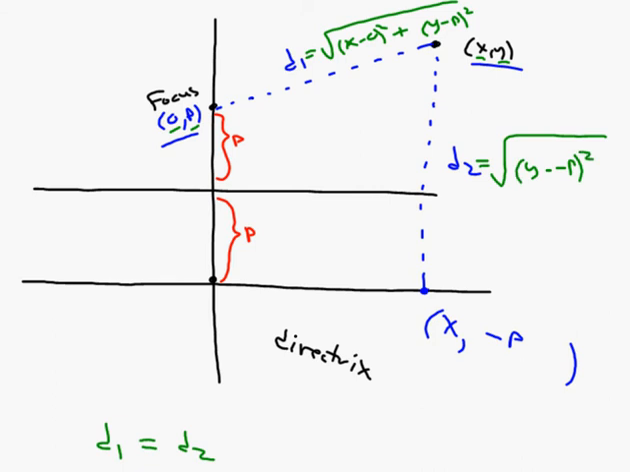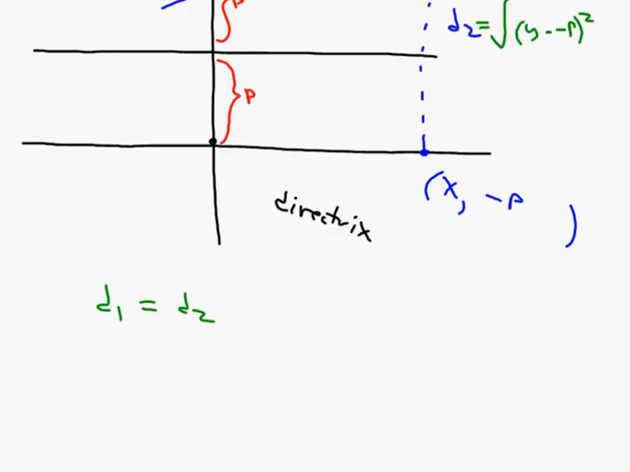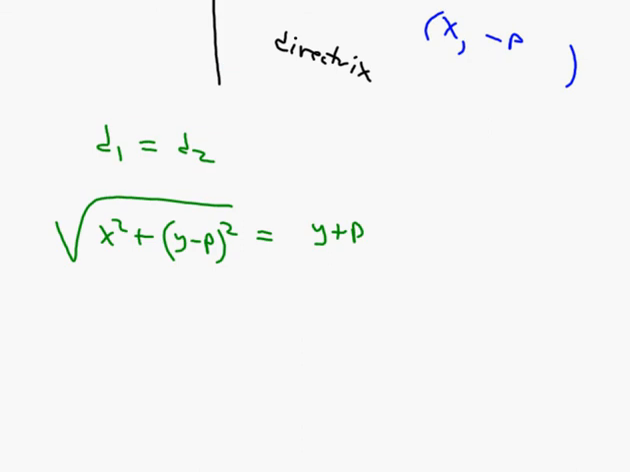So we end up with the square root of x squared plus (y minus p) squared has to equal the other distance, which is just y plus p. Let's proceed with the algebra and see where it takes us. If we want to, we can square both sides to get rid of that radical. So we get x squared plus (y minus p) squared equals y squared plus 2py plus p squared.